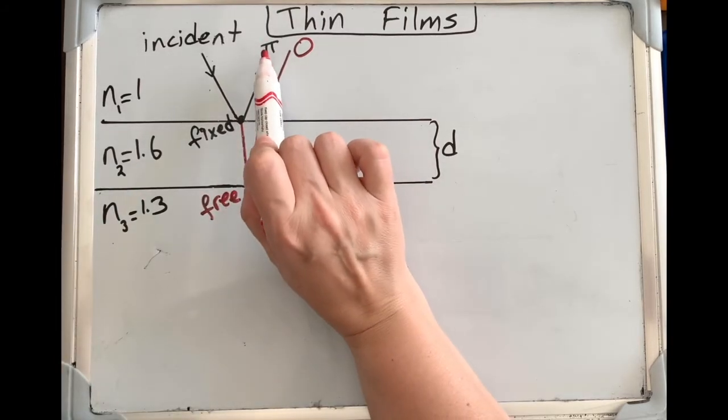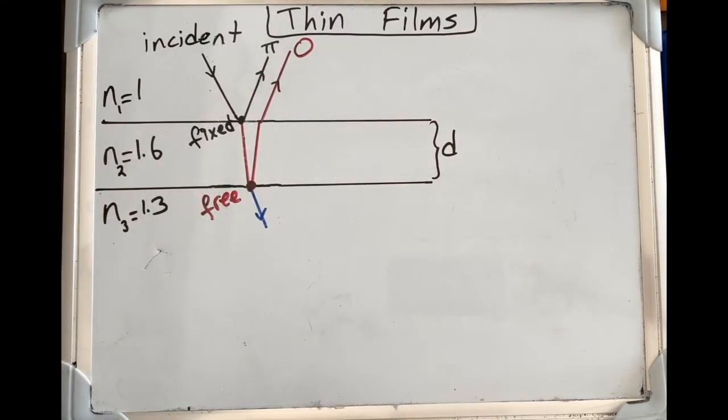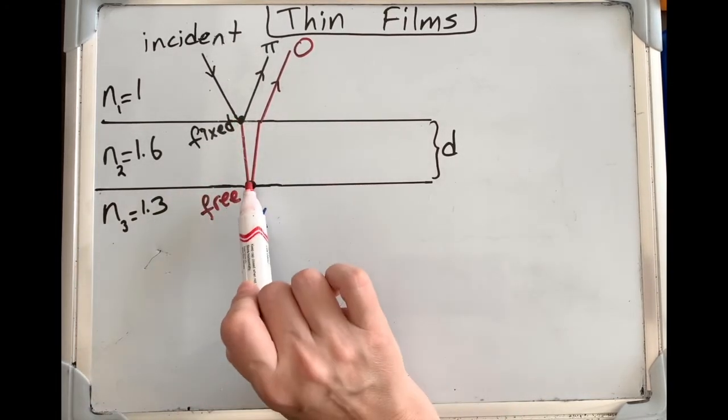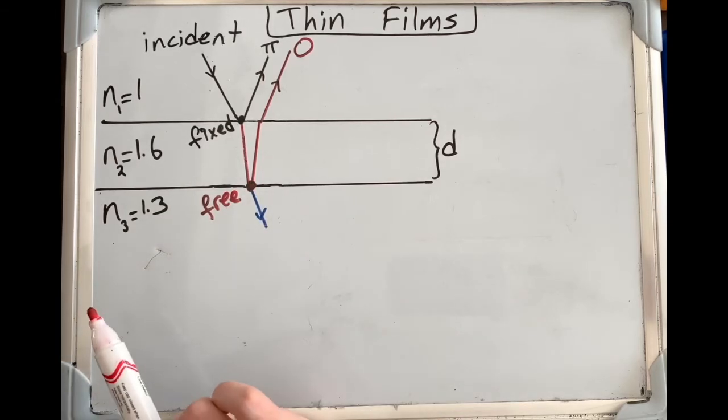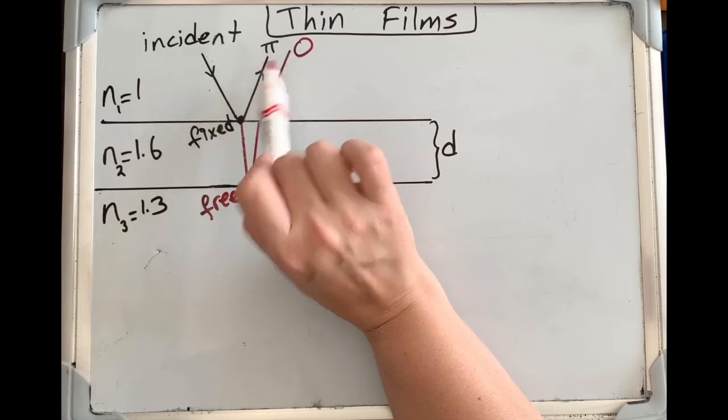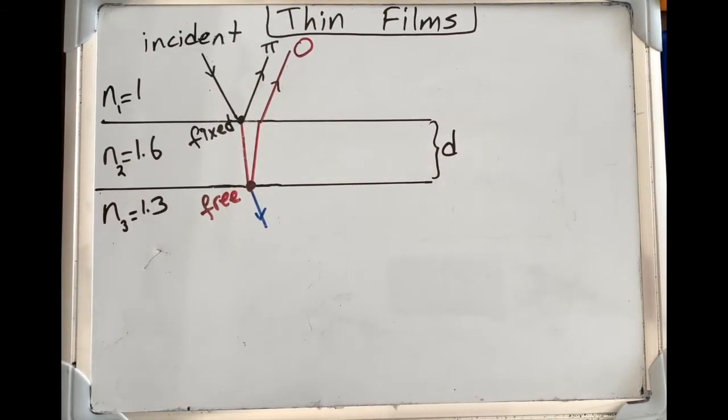As a result, these two rays are now pi out of phase with each other. One of them reflected from the top surface, the other reflected from the bottom surface of this thin film. And the interference of these rays is what makes the image in our eyes.